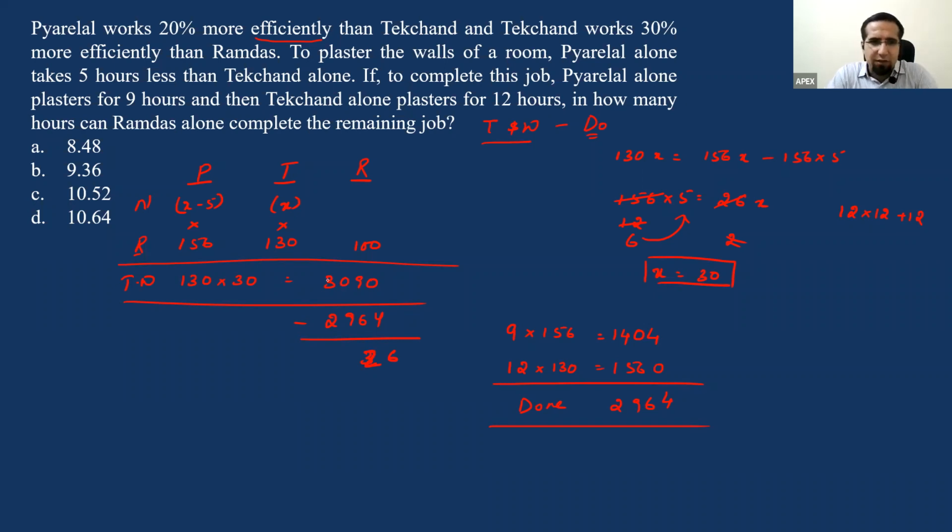Did we get the calculation correct here? So 130 into 30 is, sorry, 3900, right? Yeah, that's 3900. 3900 minus this will give you 936. Now 936, this job has to be done by Tekchand and Ramdas all alone, and efficiency of Ramdas is 100. So number of days taken by Ramdas would be 936 by 100, which is 9.36, and option B becomes your answer.